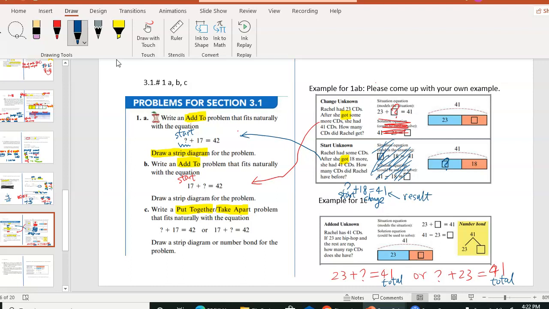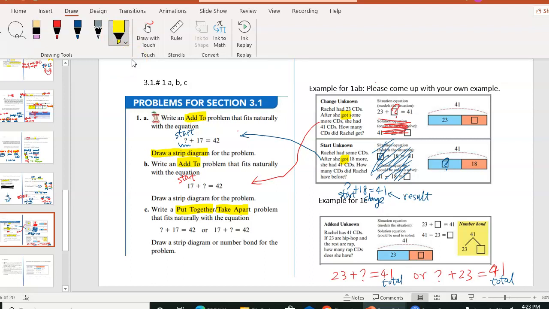So you saw she separated them. On one side she has hip hop. So 23 of them are hip hop, and the rest of them are rap. Notice, compare this example and the two examples we had before. There's no change. She didn't go buy more CDs, or her friends didn't give her more CDs. All the CDs, whether hip hop or rap, are already on the bookshelf. They're all there. That's why we call them put together.